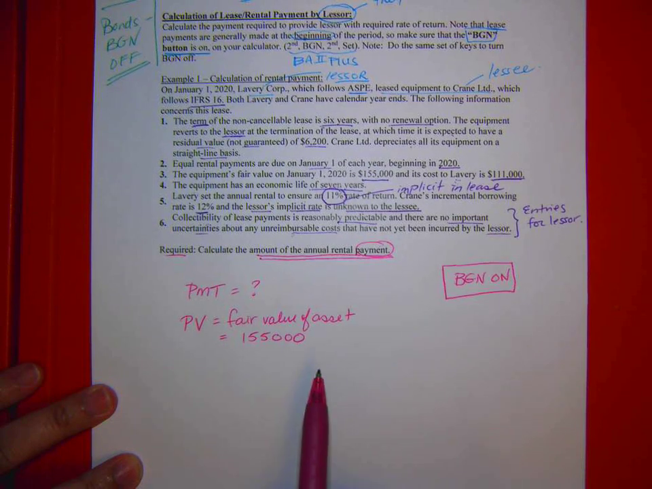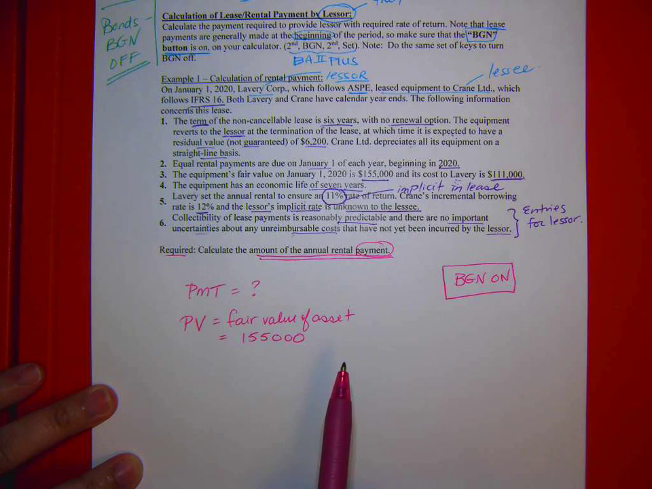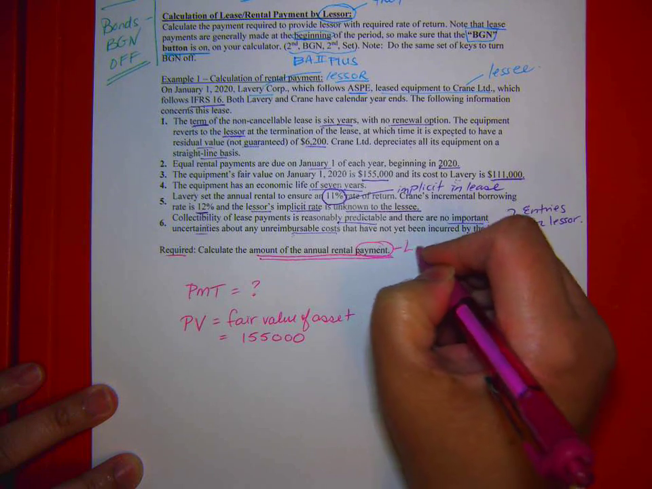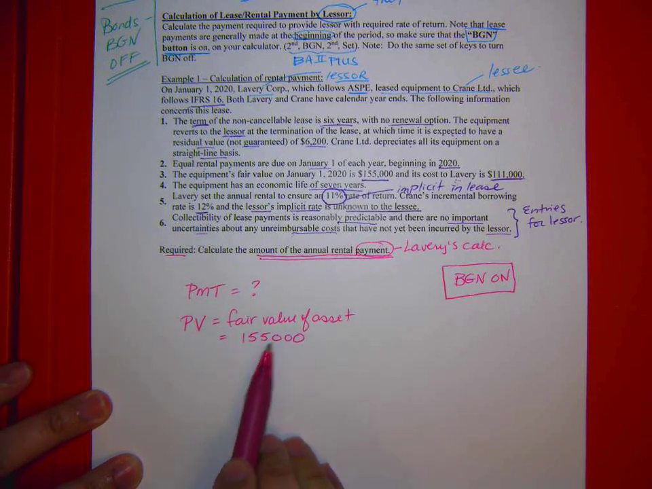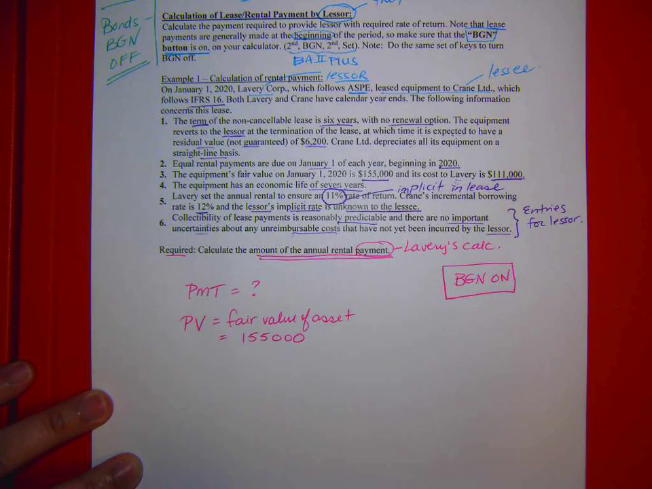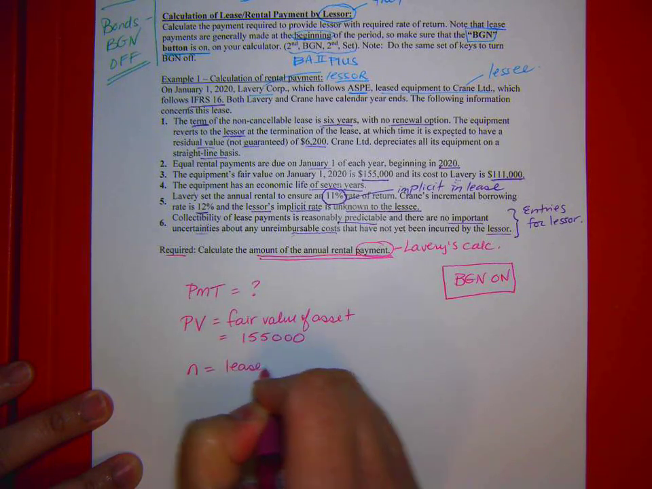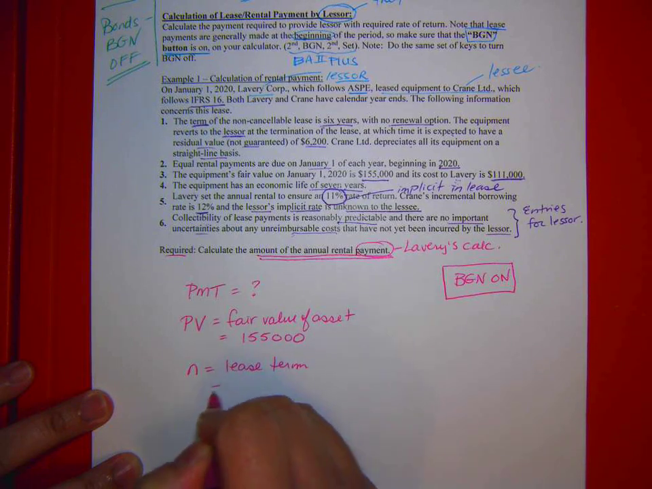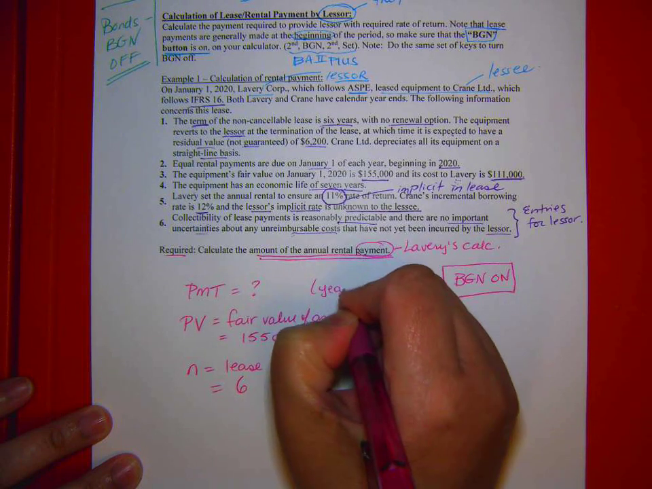So, who's calculating this rental payment again? Is it Lavery or Crane? Well, the one that owns it, so Lavery. So this is Lavery's calculation. So Lavery's going, okay, this fair value is $155,000, and I want to try and get back as much as I can at a certain rate of interest. So N is going to be the lease term, which is 6, because we're doing this all in years. So the payments are going to be yearly.